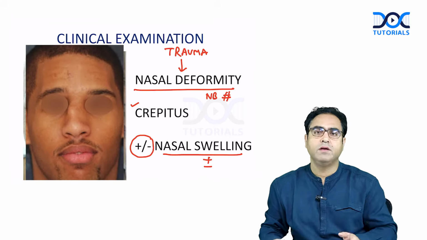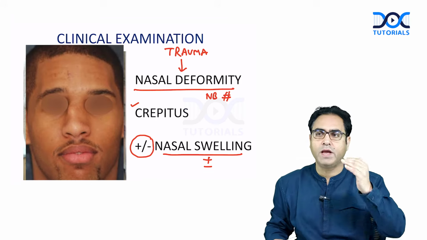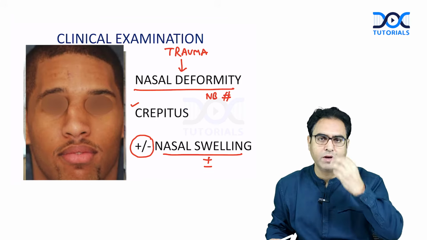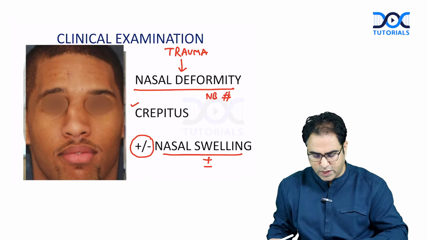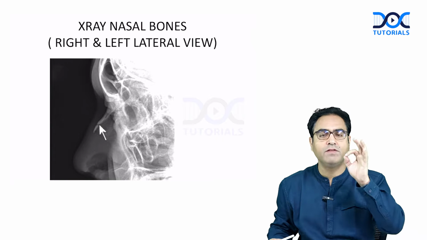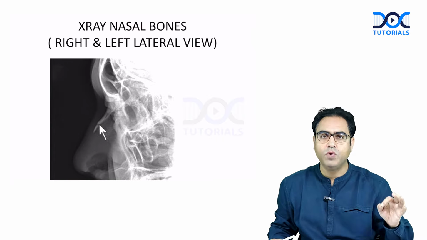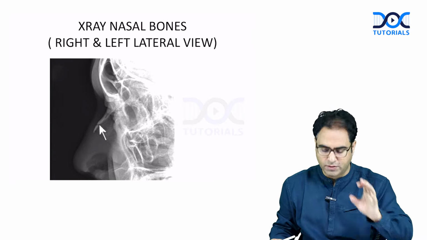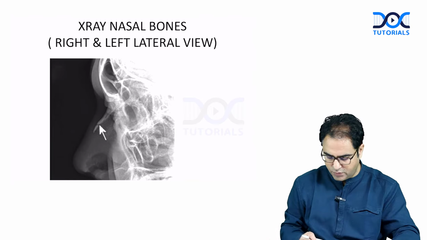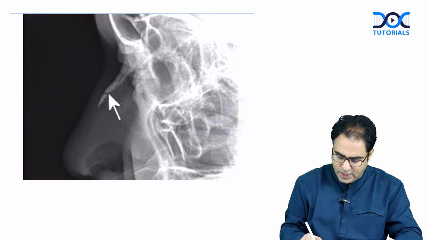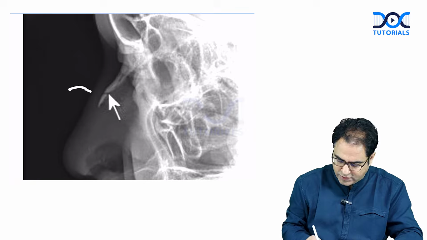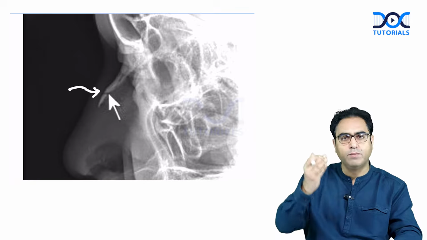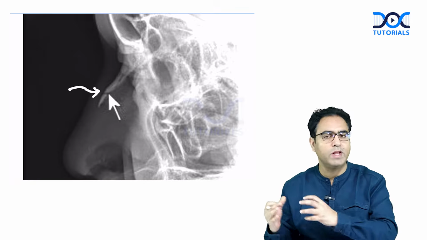You are the intern, somebody had an accident, he came to the emergency, there is a deformity of the nose. What test would you recommend? Of course, X-ray nasal bone, right lateral view and left lateral view. Just look at this white arrow. Now, this white arrow shows the discontinuity in the nasal bone. So the fracture is confirmed on the X-ray also.